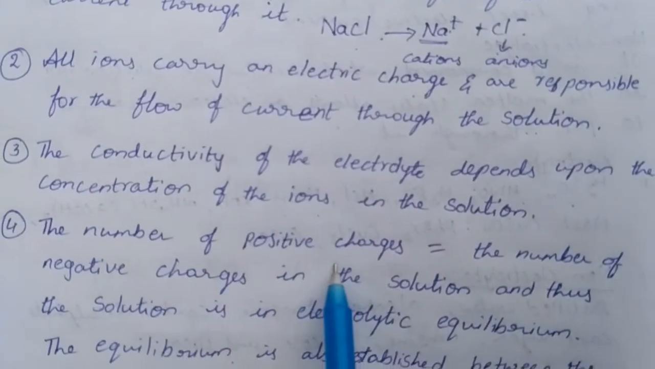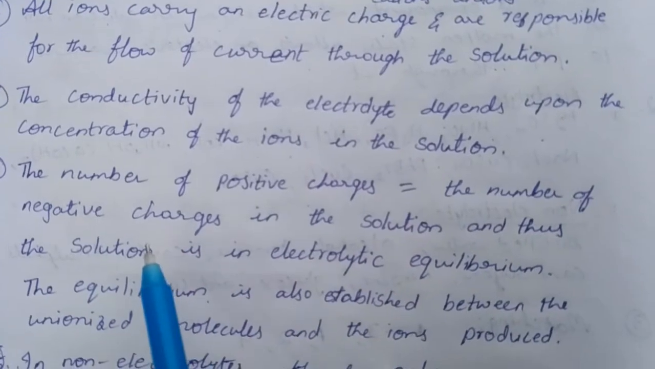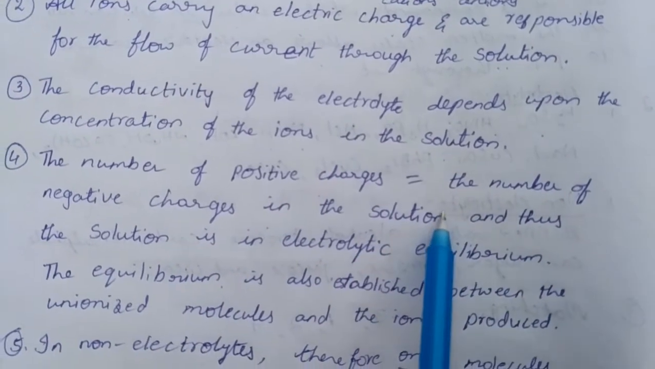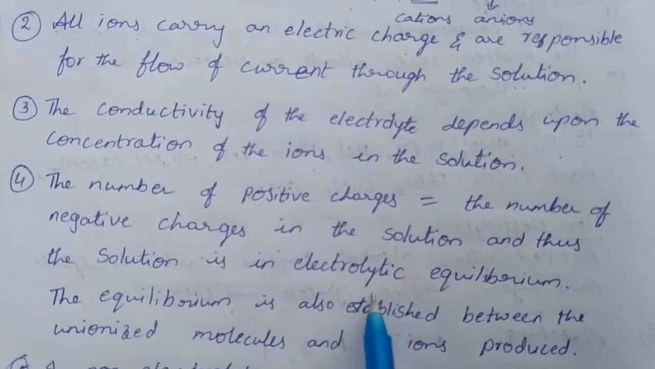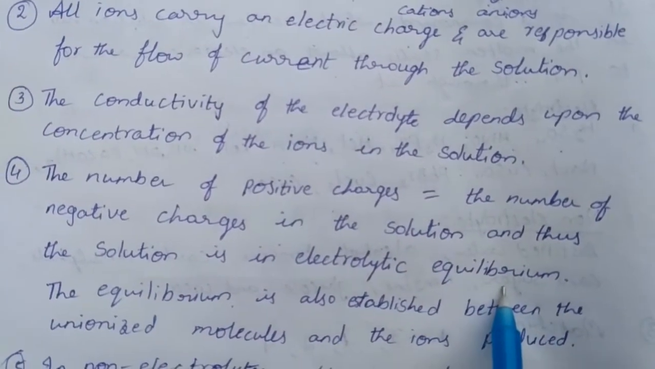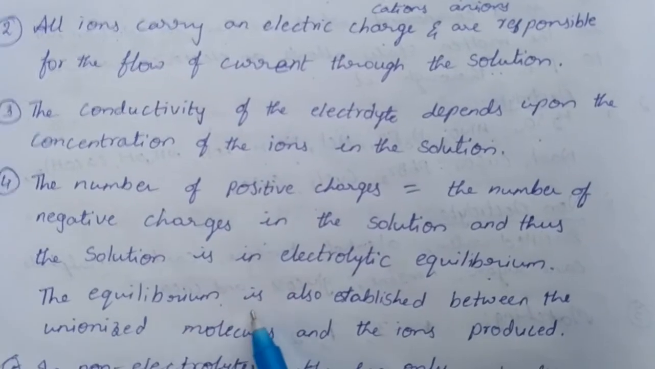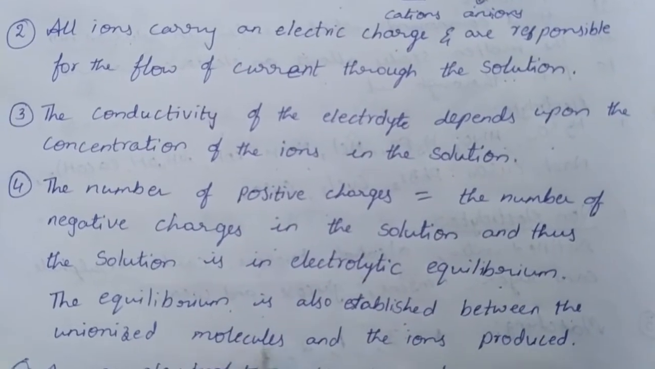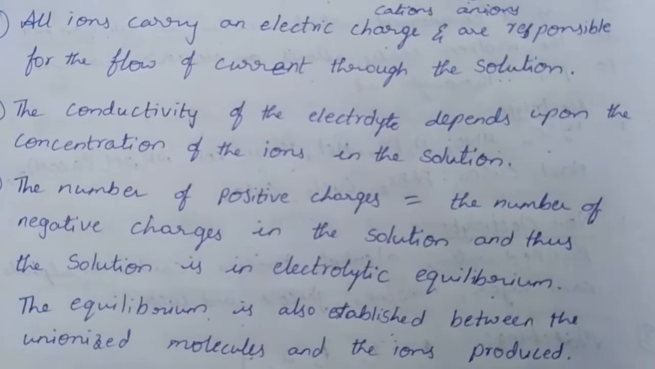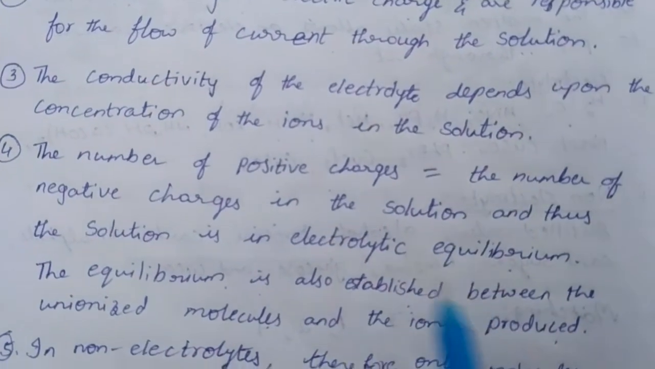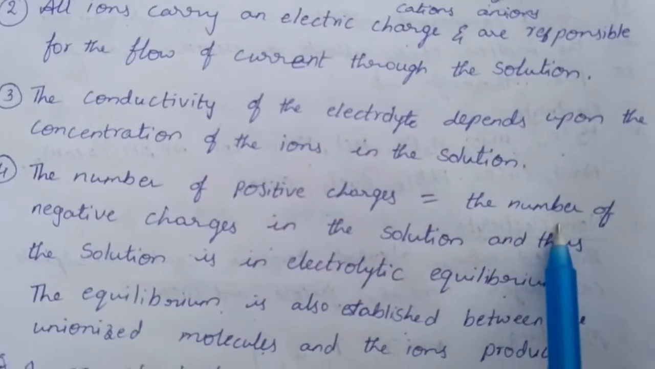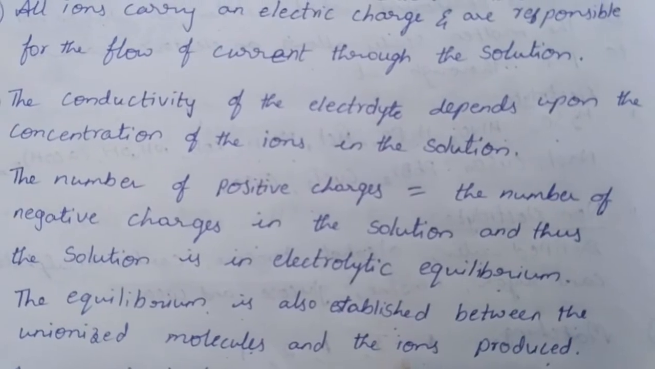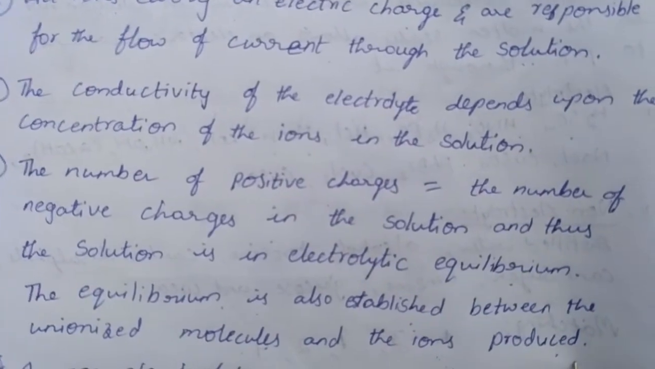The number of positive charges and the number of negative charges in the solution are always equal, and thus the solution is in electrolytic equilibrium. And the equilibrium is also established between ionized molecules and the ions produced. The number of positive charges and negative charges will be equal, and the number of unionized molecules will be equal to the number of ions produced also.